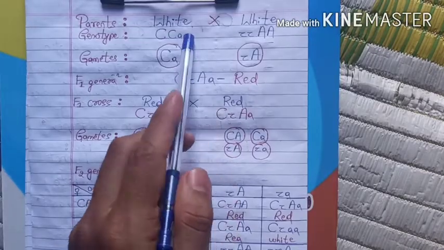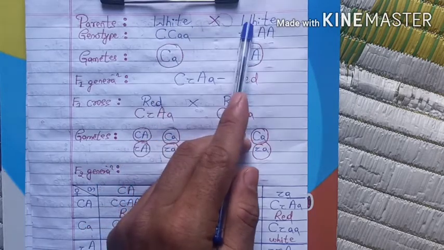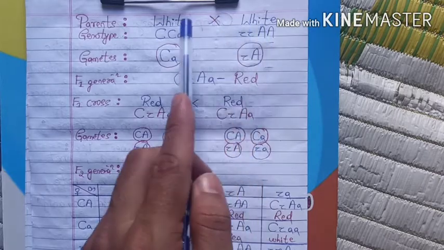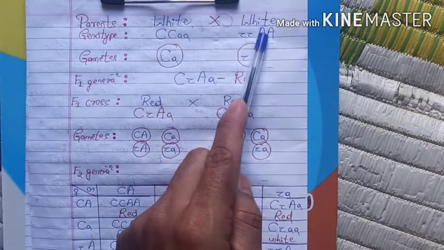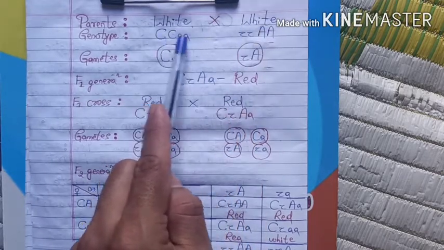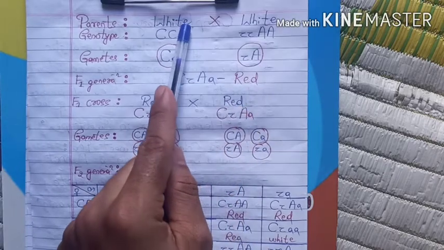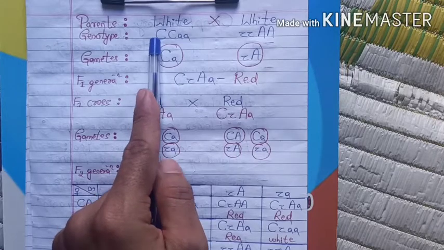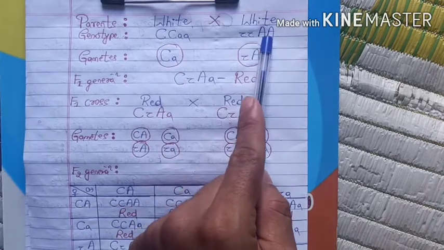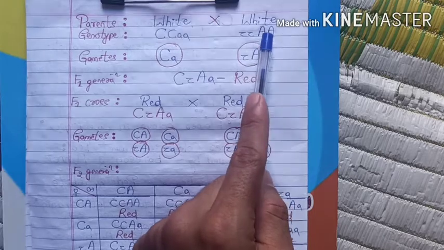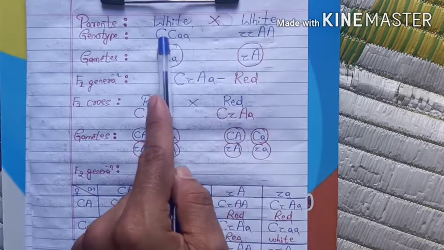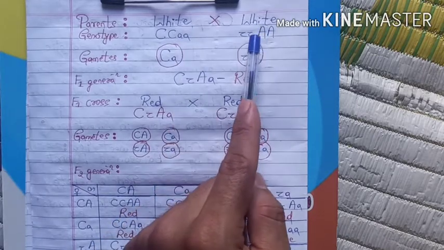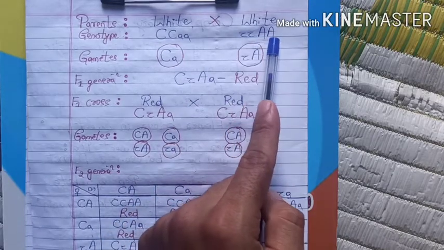See now, you can see that there are two parents, and their character, the phenotype, is similar, that is white and white, but you can see that the genotype is different. So this parent has a capital C gene, whereas this parent has a capital A gene. Hence one parent has genotype capital C, small a, and the other has small c, capital A.